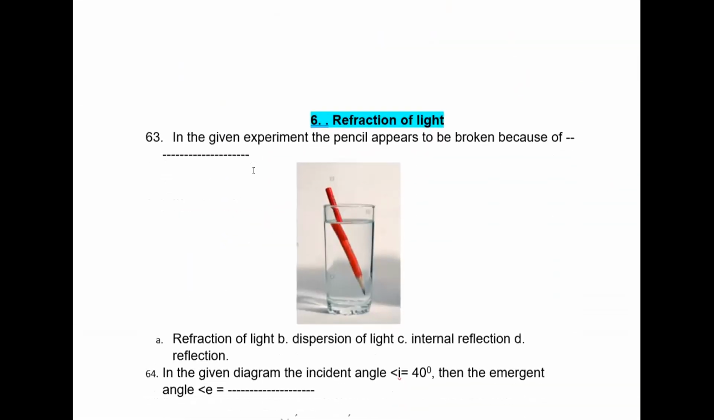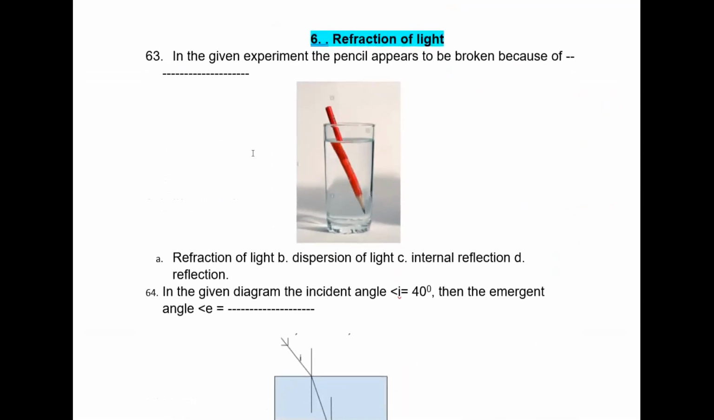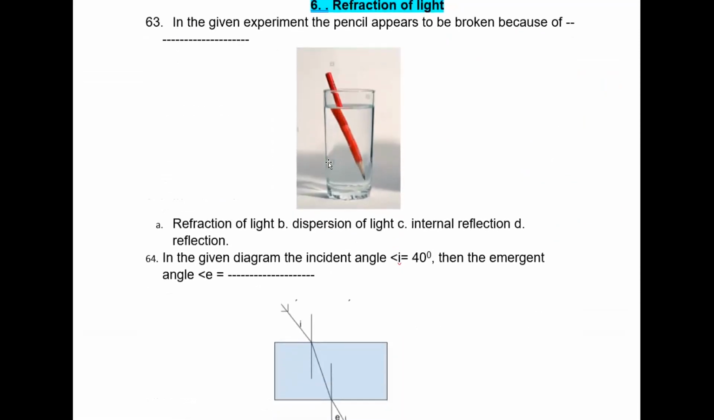Now, the next question is from refraction of light. In the given experiment, the pencil appears to be broken because of refraction of light, dispersion of light, internal reflection, refraction. We know that this phenomenon is the change in direction of light when it passes from one medium to another. This is due to refraction of light. So due to refraction, as the medium changes, there will be a change in the direction of light. So answer is option A.